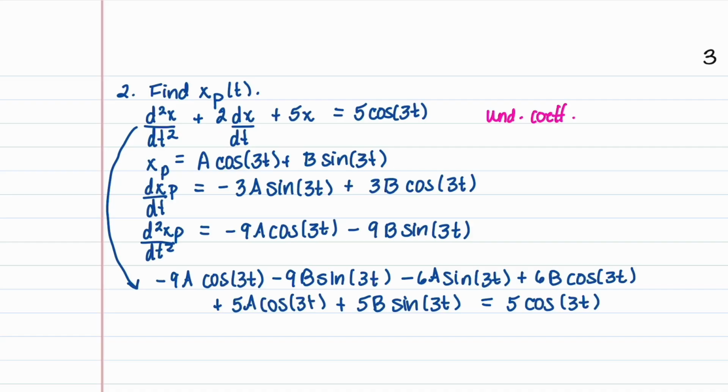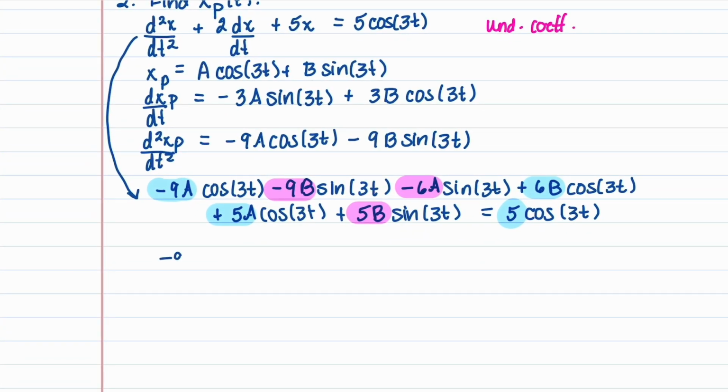Let's highlight all the constants that multiply cosine 3t. That's minus 9a plus 6b plus 5a. So that's going to equal 5. And then our constants that multiply our sine function are going to equal 0. This gives us minus 9a plus 6b plus 5a is equal to 5, and then minus 9b minus 6a plus 5b is equal to 0.